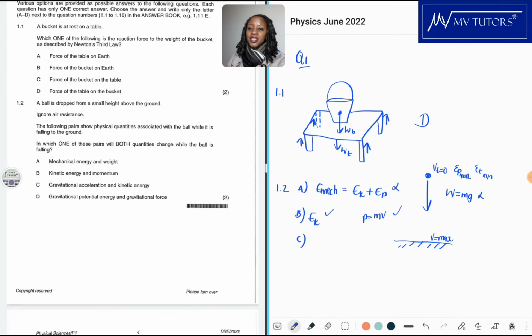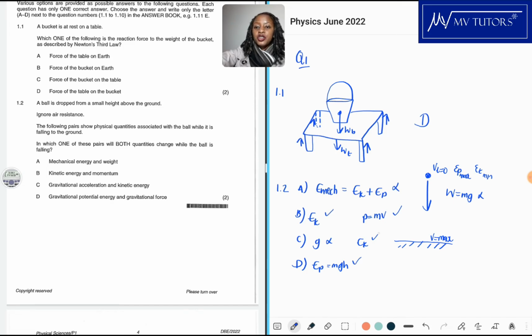Okay, then we have gravitational acceleration, which is g, and we know that is pretty much constant. Kinetic energy, we have spoken about it. It will change. And then lastly, D, we have gravitational potential energy. So basically, that's EP, which is equal to mgh. Mass times gravitational acceleration times height. The height will change, okay? From the time it is dropped, that's where your height is at its maximum, and then it keeps decreasing as you go. So this will definitely change, okay?